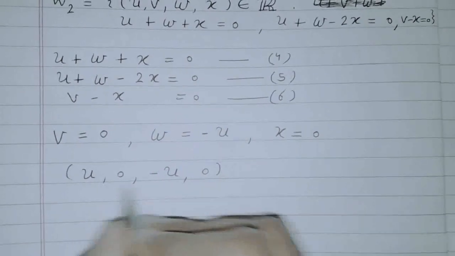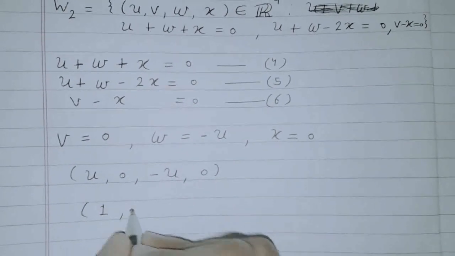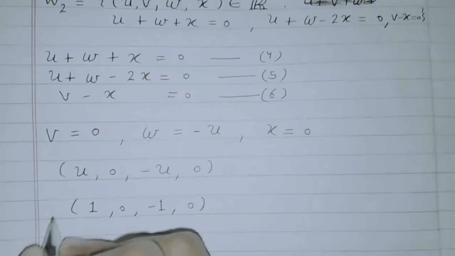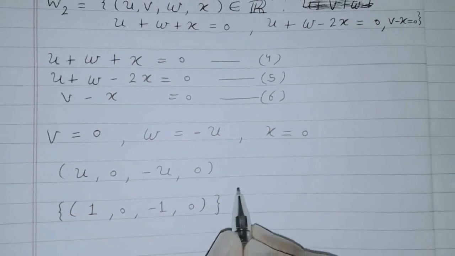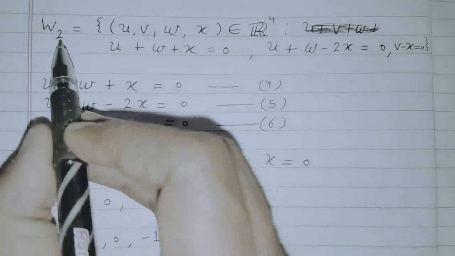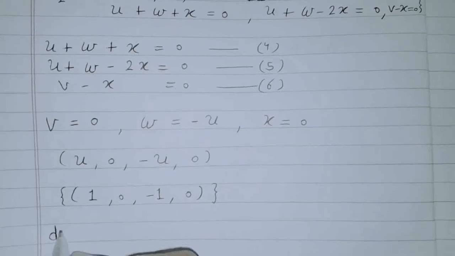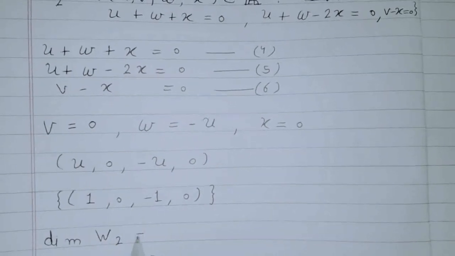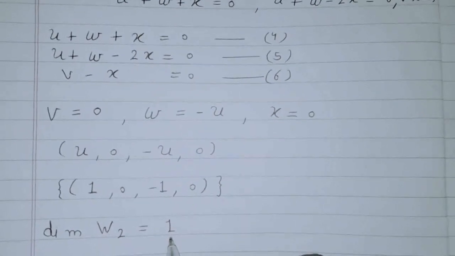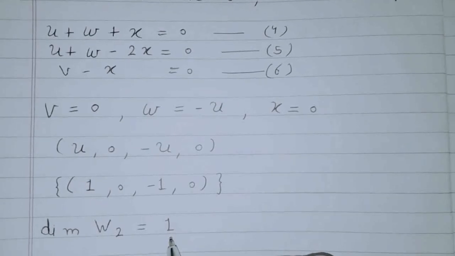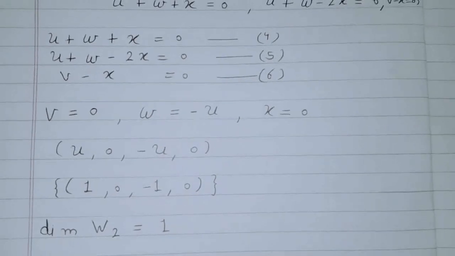Also we can assign u any arbitrary value, so we can take u equals 1 and we obtain, also this set is the basis set for vector space W2, which consists of only one vector, therefore dimension of W2 is equal to 1. Also this shows option number 2 is not true. For option number 2 says dimension of W2 is equal to 2, which we can see is not 2 but it is 1.